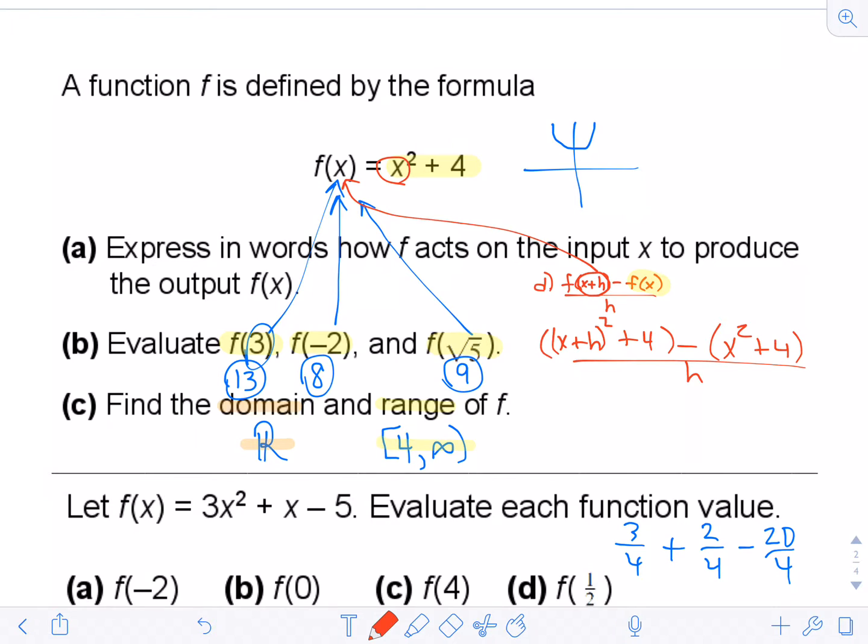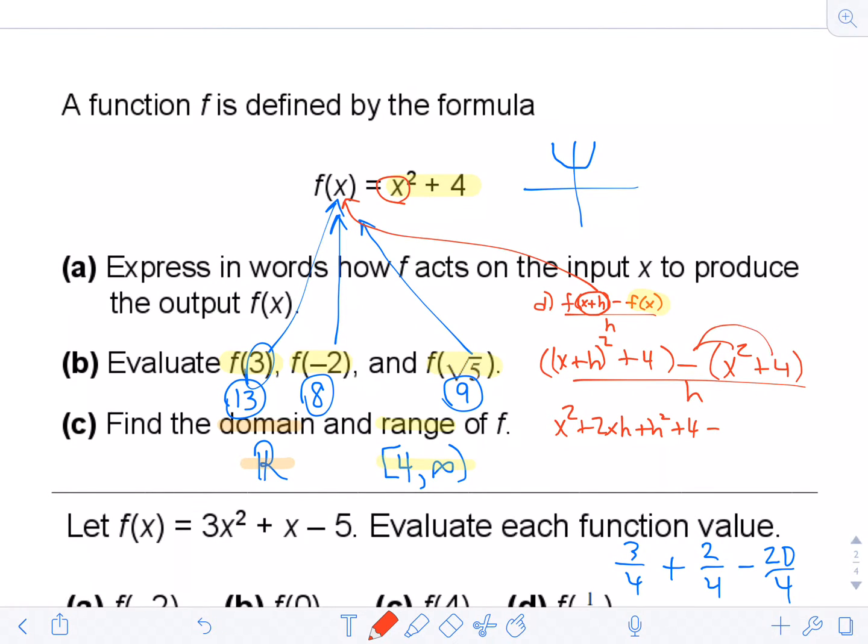I'm going to go through it. It ends up being x squared plus 2xh plus h squared. That's the FOILed out part. We've got a plus 4, and then we have a minus x squared and a minus 4. The big mistake is that people forget to distribute that negative sign.